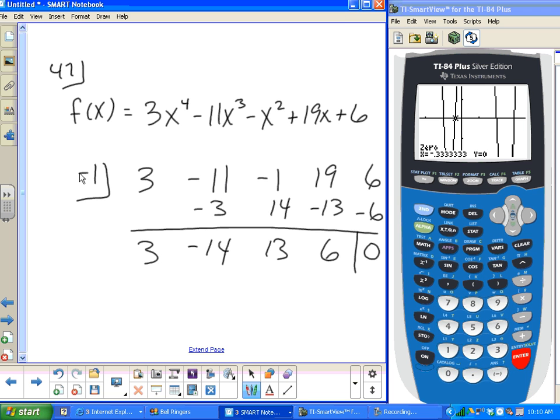Okay, now let's see, that's one of them. I got to find 3 more. Now, do I need to do another synthetic division on this one? Well, that's to the 4th right there. So this is going to be to the 3rd. So do I need to do another one? Yeah. All right. So what other number do y'all want to do up there? 2. Okay.